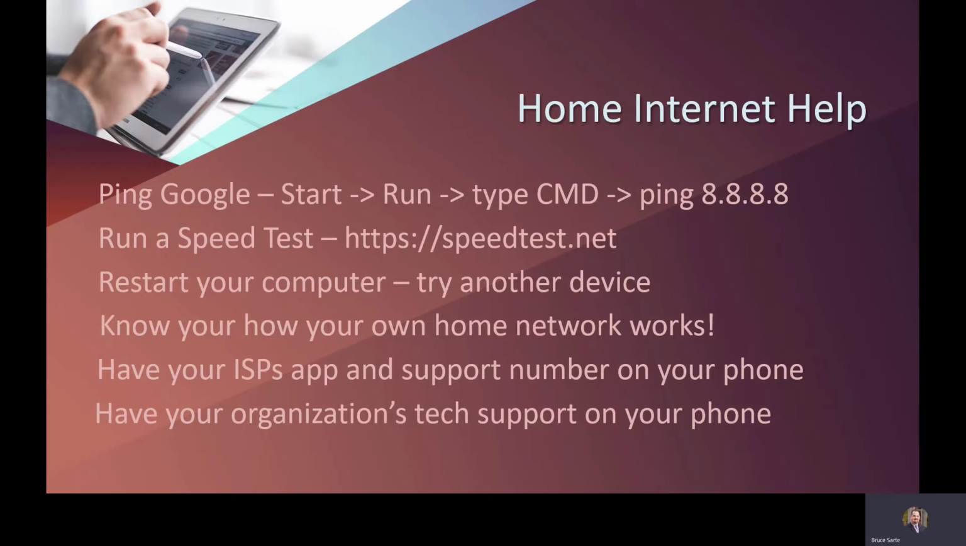To do this, you're going to want to click Start, then click on Run, and type the letters C as in Charlie, M as in Mary, D as in dog, which are short for command. You can also type command. Then you're going to get a black box, to which you will type ping 8.8.8.8 and hit enter. This will send 4 consecutive packets to the Google DNS address.